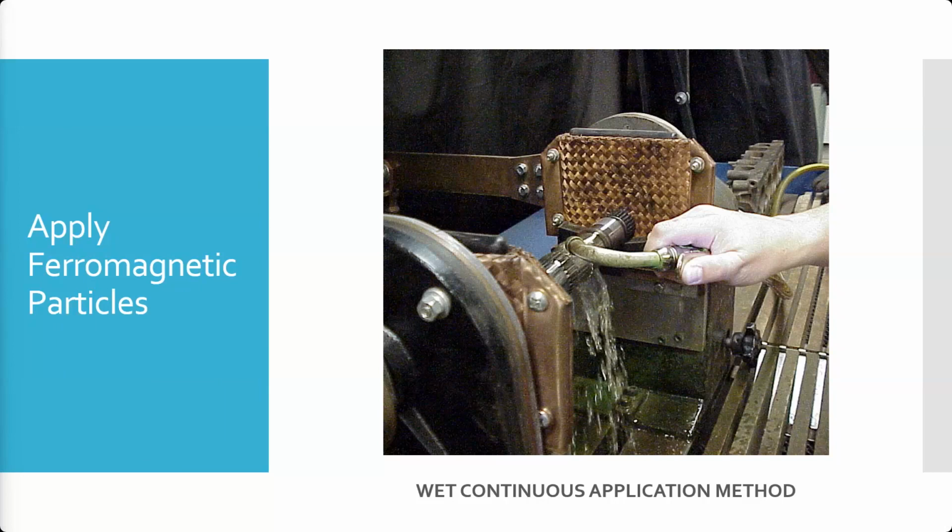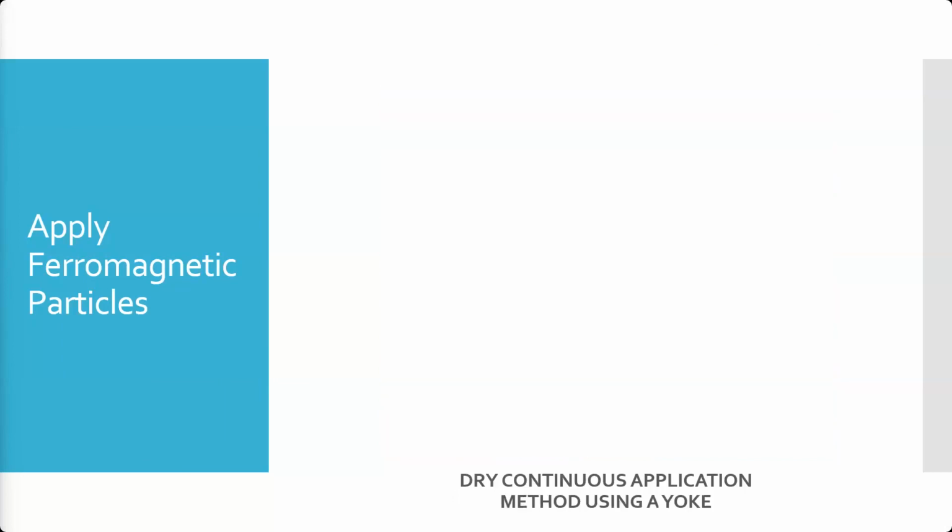So this is being applied while magnetism is being generated. You will stop applying. There's a little trigger here to turn the flow of fluid on and off. You release the trigger and then release the button that sends current to the part or to the coil.